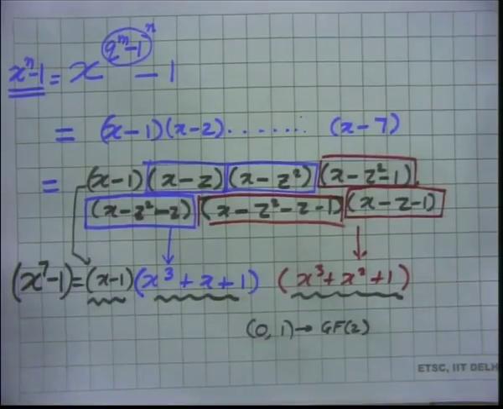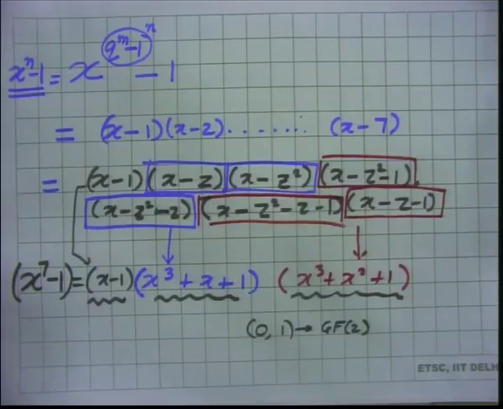So, it is very easy to factorize x raised to the 7 minus 1 like this. Okay. So, we come back to our slides and we say time for some observations. If you look at x raised to the power 7 minus 1 in the slide, you have, as we have written out, x minus 1 into x cubed plus x plus 1 into x cubed plus x squared plus 1.